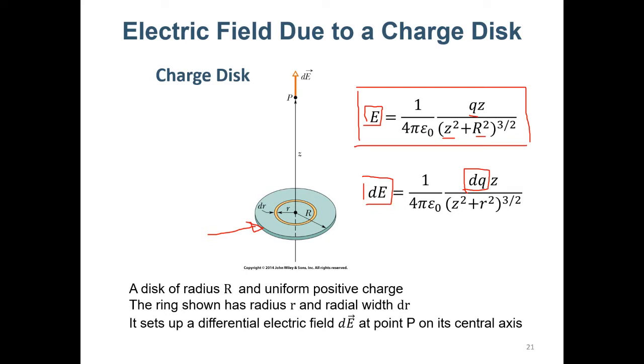dQ is the charge on the ring in yellow, and it generates the E field, which we call dE. Then we integrate dE over the radius from 0 to capital R. So, any question?